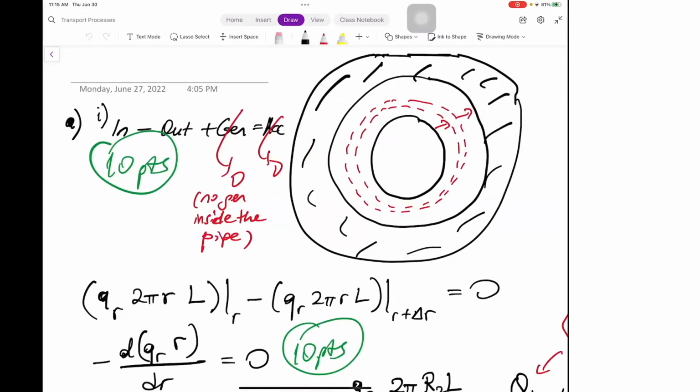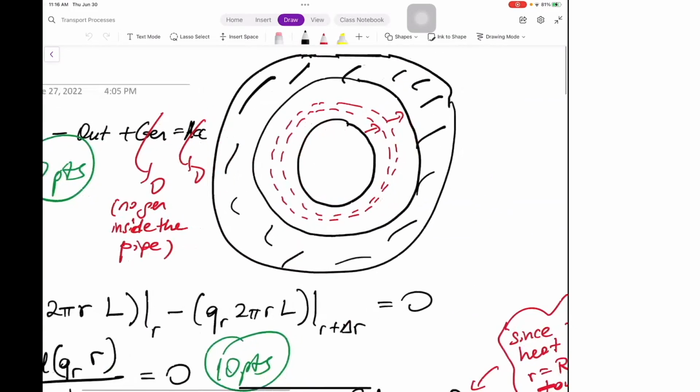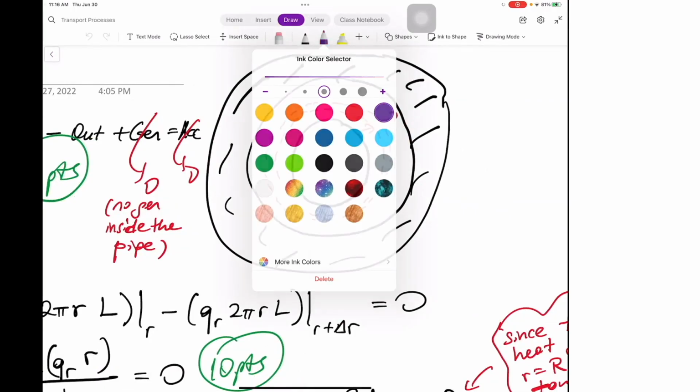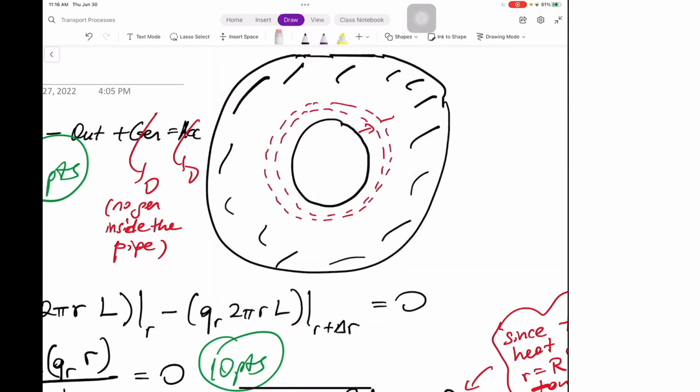Now the problem says that the heater is here. Let me draw the heater using a purple color. Now, where is the heater? The heater is here, correct? The heater is here.